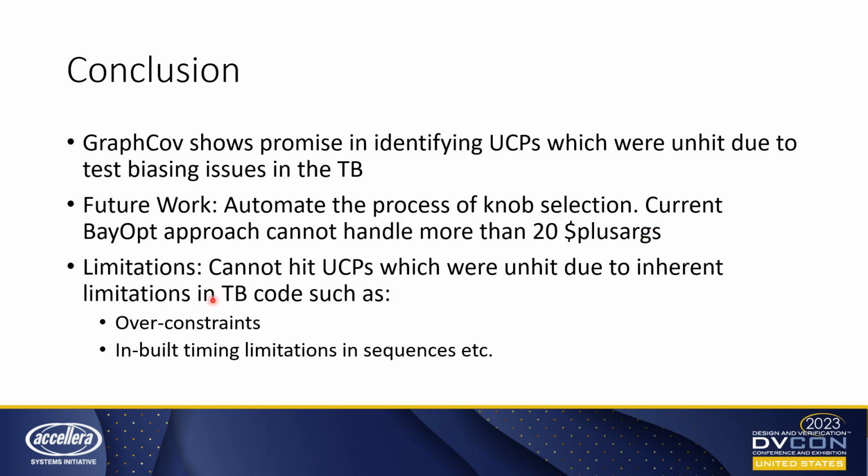And finally, although BayOpt shows promise and GraphCov shows promise in hitting the UCPs, it cannot hit uncovered CPs which were not hit due to inherent limitations in the TB, such as over constraints or inbuilt timing limitations and sequence and so on.